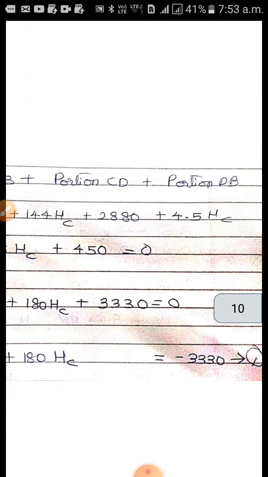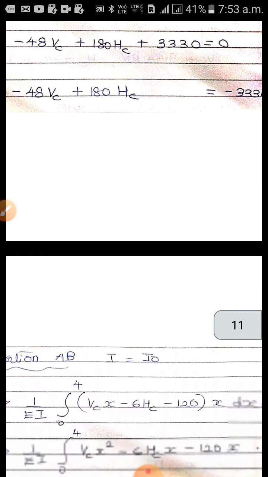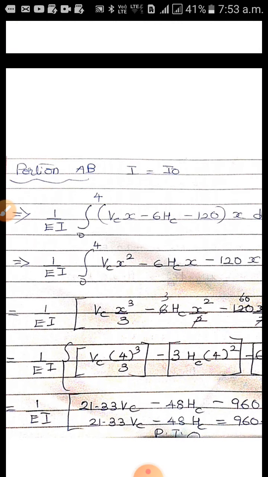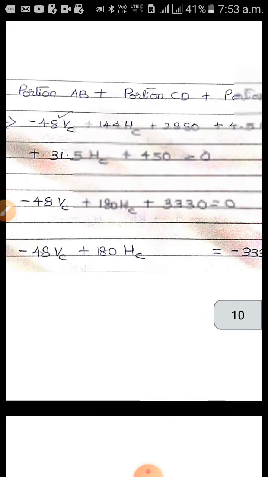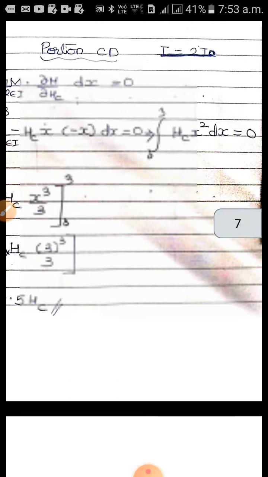You'll get this equation, the first equation, in terms of VC and HC, two unknowns. Again, you need another equation. Two unknowns, you need to solve. If you need to solve two unknowns, you need two equations. So again, for the next one, it is very easy. Why? So come to the table.